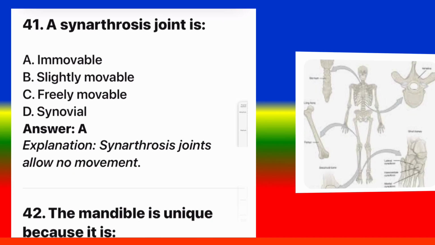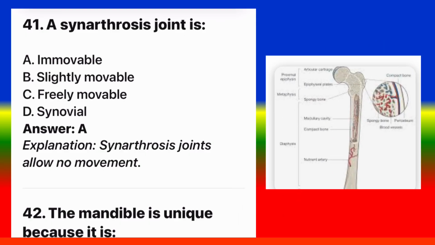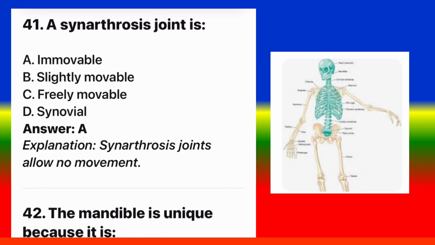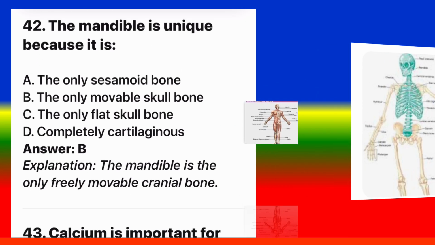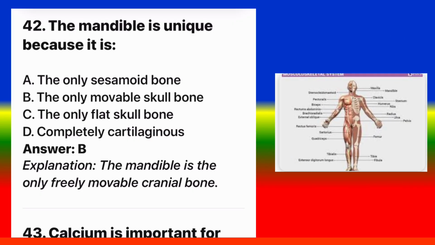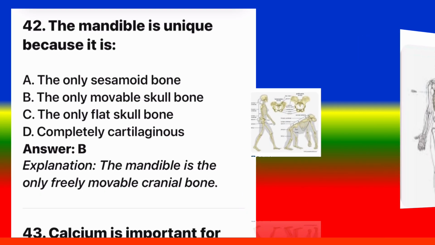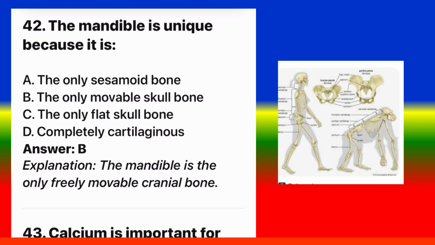41. A synarthrosis joint is: A. Immovable, B. Slightly movable, C. Freely movable, D. Synovial. Answer A. Explanation. Synarthrosis joints allow no movement. 42. The mandible is unique because it is: A. The only sesamoid bone, B. The only movable skull bone, C. The only flat skull bone, D. Completely cartilaginous. Answer B. Explanation. The mandible is the only freely movable cranial bone.